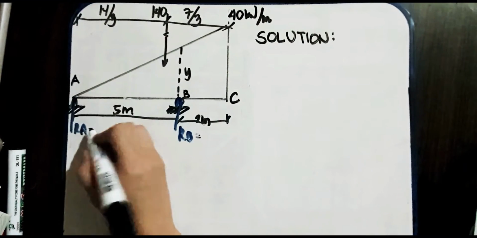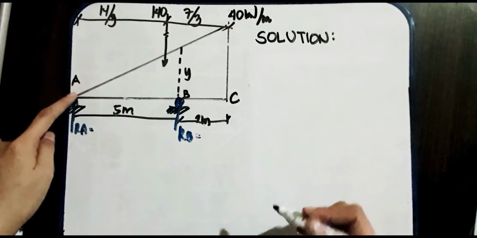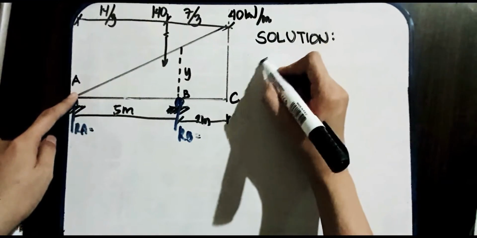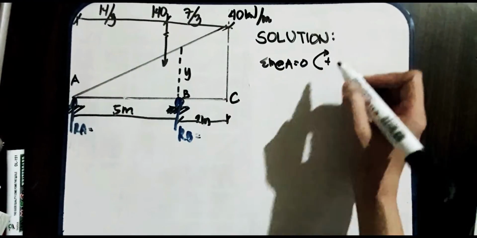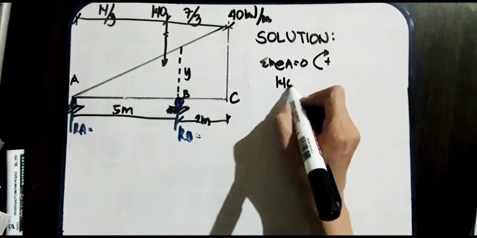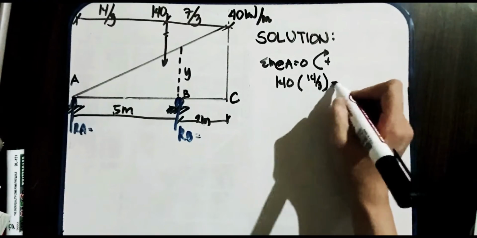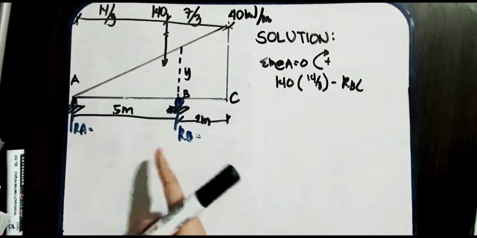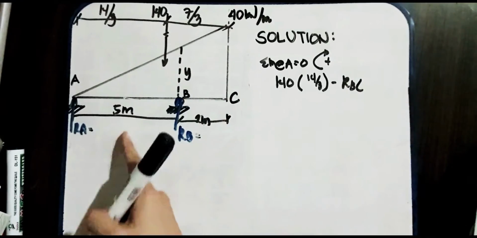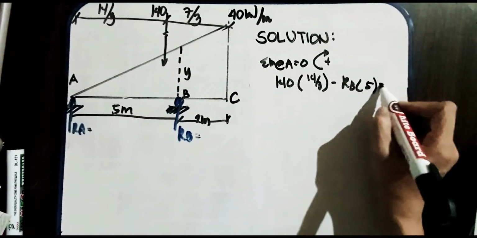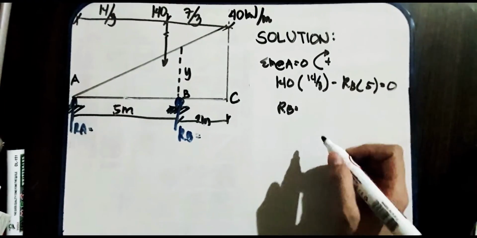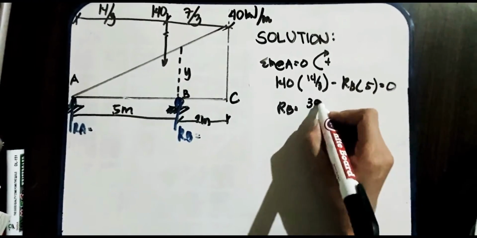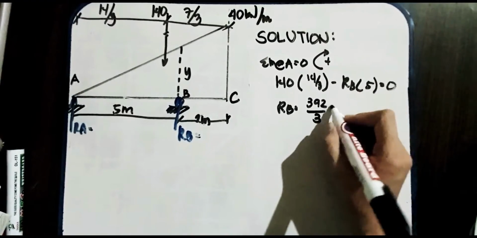Okay, so pag dito ka nag-moment, of course, you have summation moment at A is equal to 0, clockwise is positive, so we have 140 multiplied by this distance, which is 14 all over 3. I-minus natin yung RB nyo, kasi counter yan, paakyat, multiplied by this distance, which is 5, is equal to 0. So, RB is roughly RB is 392 all over 3 kilonewton.